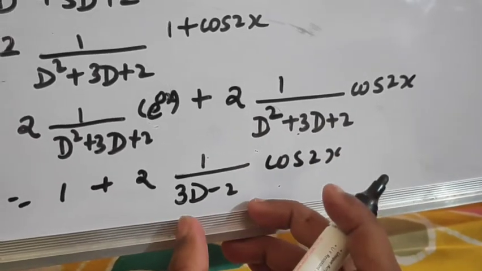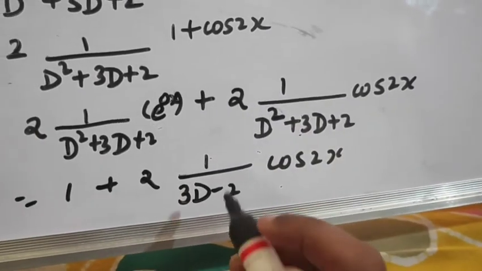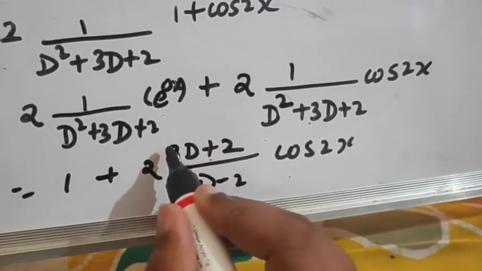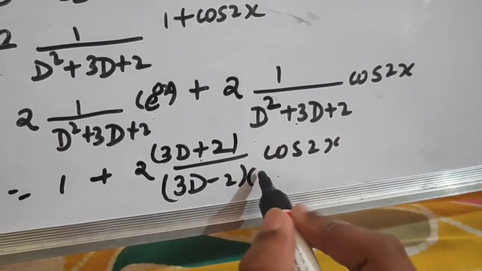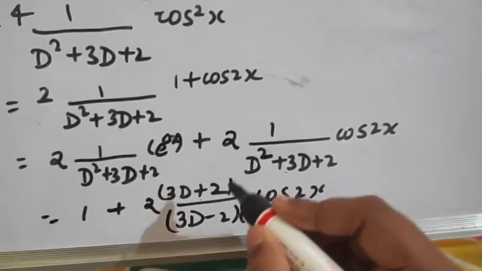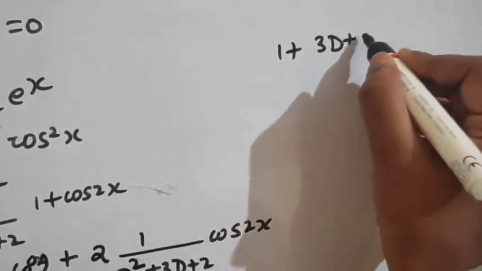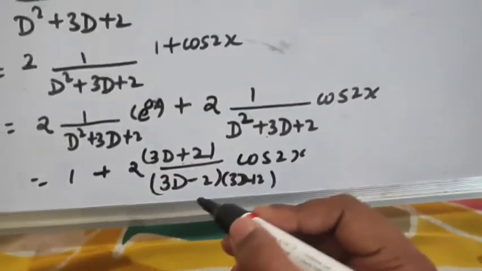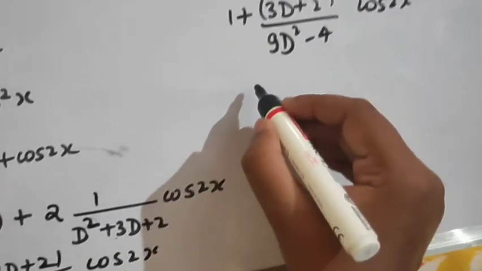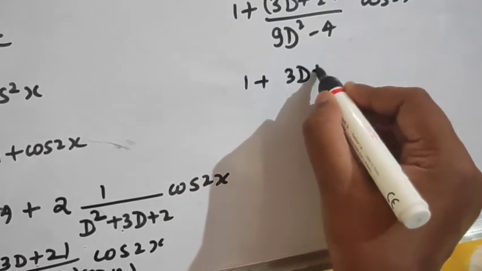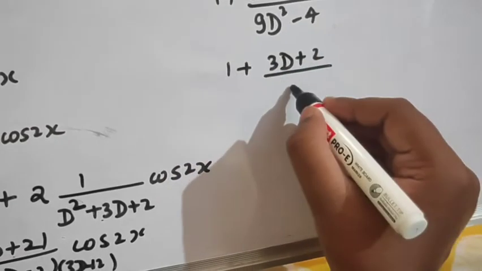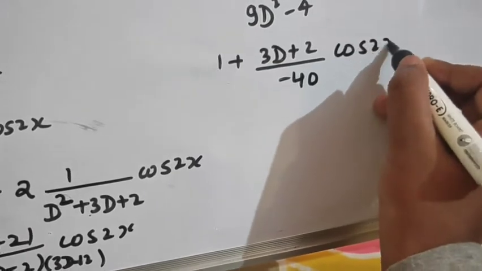Now again we need d square to continue further, so what I am doing is multiplying and dividing by 3d plus 2. So 3d plus 2 and then 3d plus 2. So what this will do is I can write this as 1 plus, in the numerator I will have 3d plus 2 divided by 9d square minus 4, 9d square minus 4 operating on cos 2x. So I will have 1 plus 3d plus 2 divided by, if I put 4 here with a negative sign, so minus 36 minus 4, this is minus 40 operating on cos 2x.